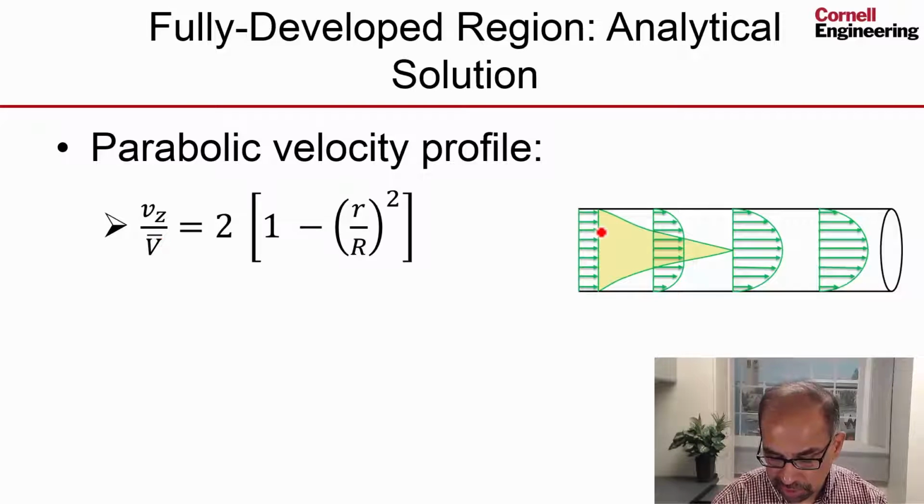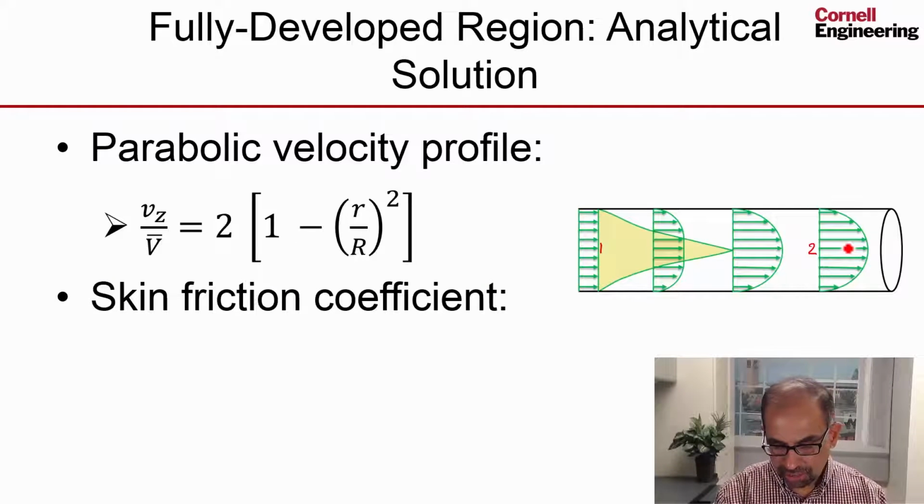So in our case, the average velocity is 1. So you have 1 meter per second over there, and then in the fully developed region, it'll be twice that. So it'll just be 2 meters per second. So that's something we can look for in our numerical solution.